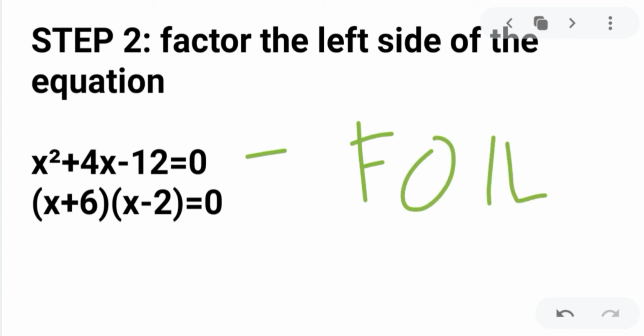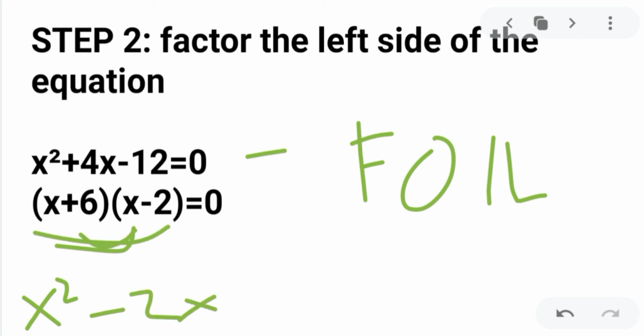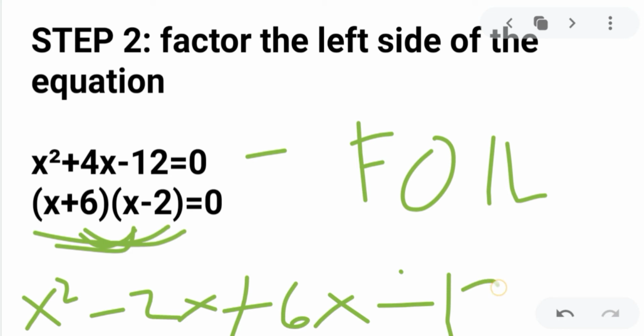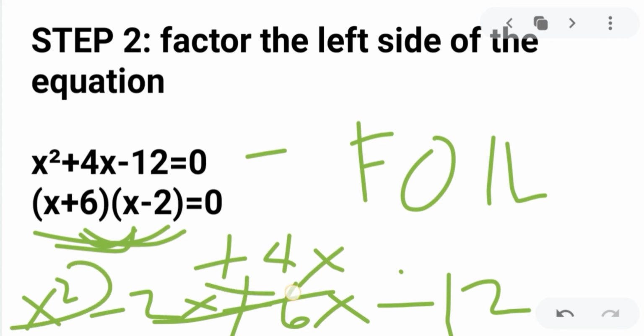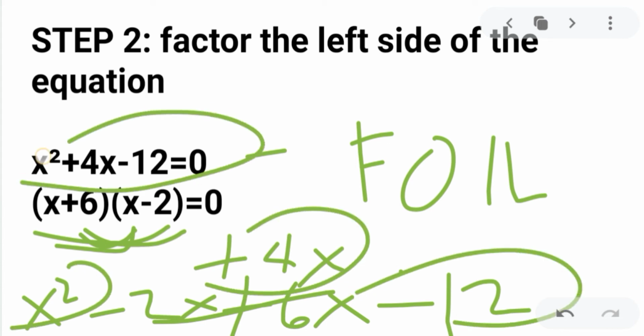So, let us try. x times x, that is x squared. x times negative 2, that is negative 2x. 6 times x, that is positive 6x. And then 6 times negative 2, that is negative 12. So, negative 2x plus 6x, that is plus 4x. So, that is correct. x squared plus 4x minus 12 equals 0. So, these factors here are correct.